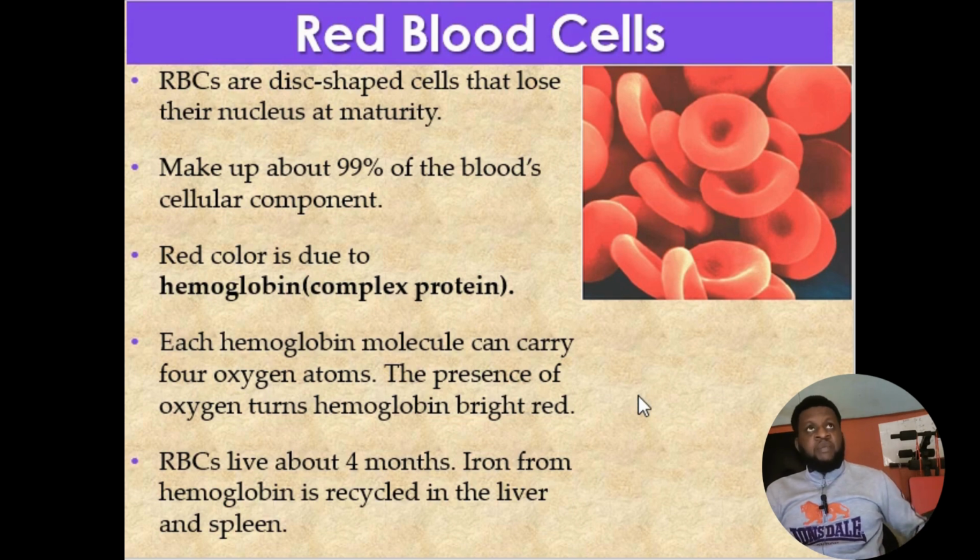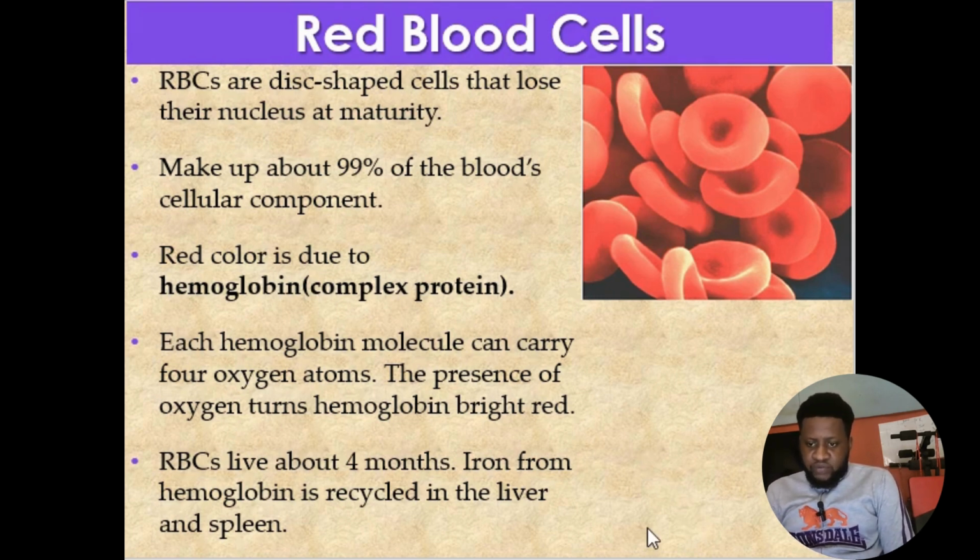Their lifespan is about 4 months. Some say about 120 days, so that's about 4 months. After that they die, and once they die they are excreted from the body in the form of bilirubin. You excrete that through your urine and through your feces. All right, so that's for red blood cell.